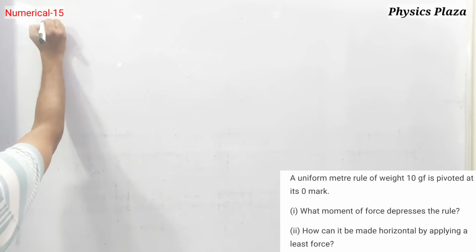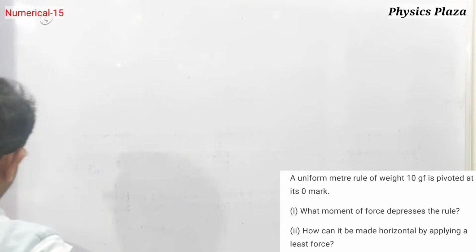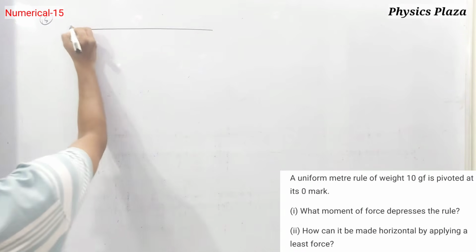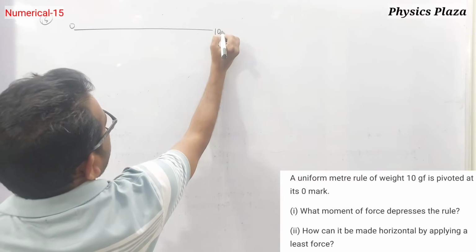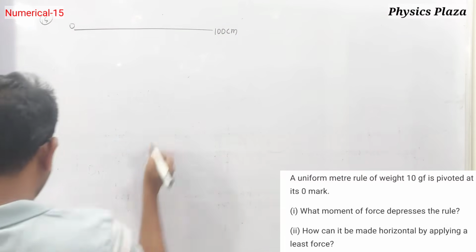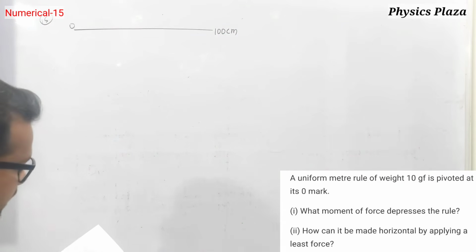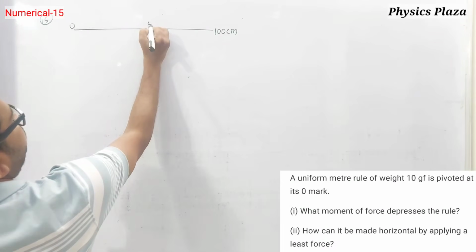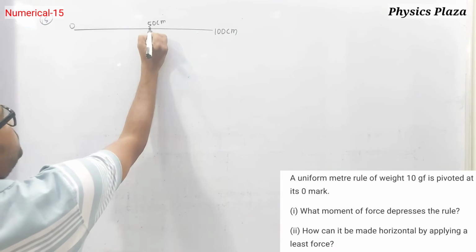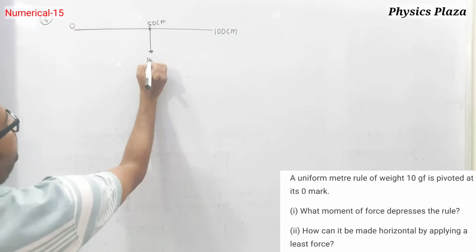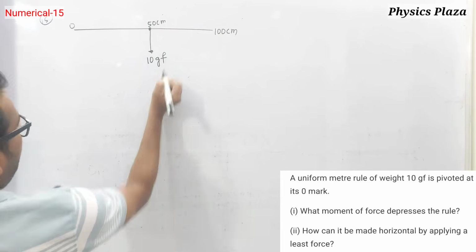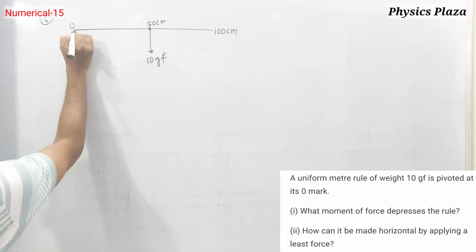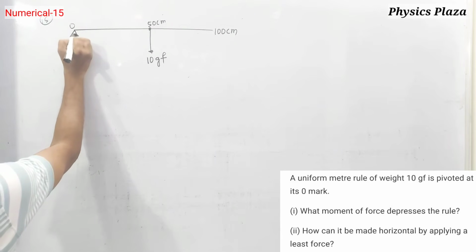So here 15th numerical is given, children. It is given that a uniform meter rule of weight. Let us say 0 to 100 centimeter. So here uniform meter rule. Children, for this uniform meter rule, where will the weight act? Exactly at the 50 centimeter mark. The weight is given as 10 gram force. Now it is pivoted at its 0 mark. So this is the point where it is pivoted.